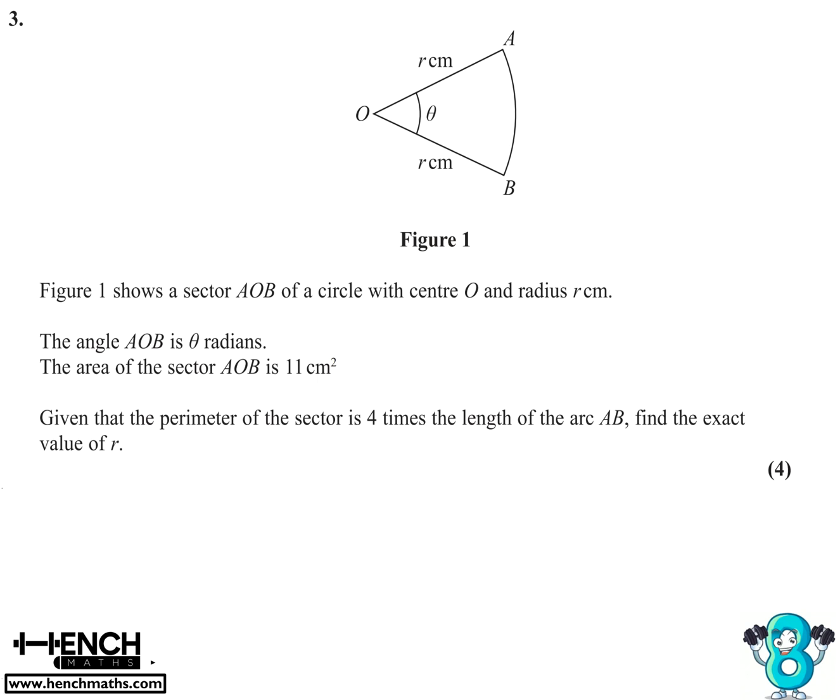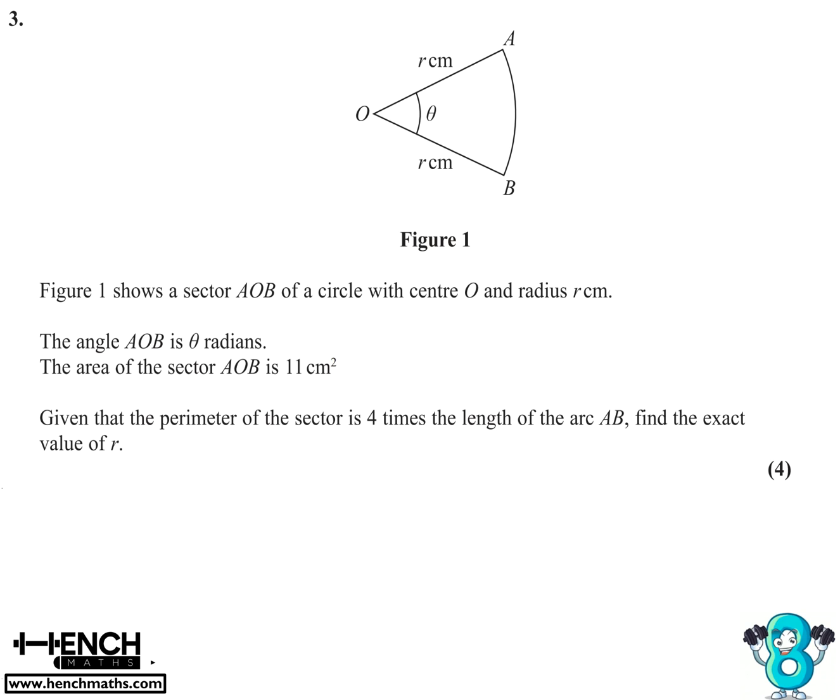In question 3, we have a diagram. Figure 1 shows a sector AOB of a circle with center O and radius R. The angle AOB is theta radians, and the area of the sector AOB is 11 centimeters squared. Given that the perimeter of the sector is 4 times the length of the arc AB, find the exact value of R.